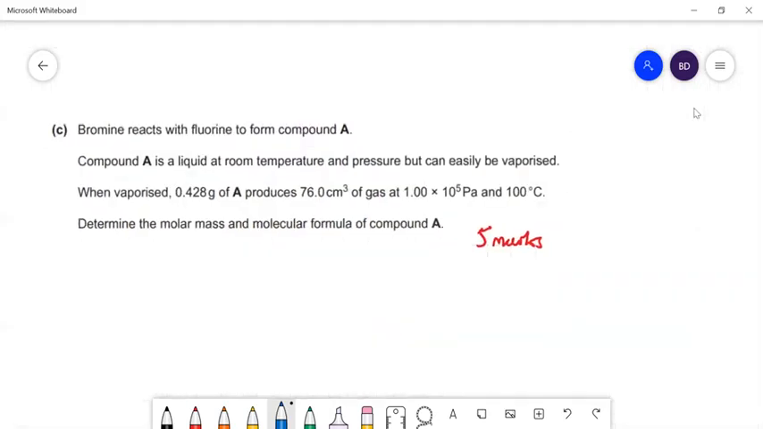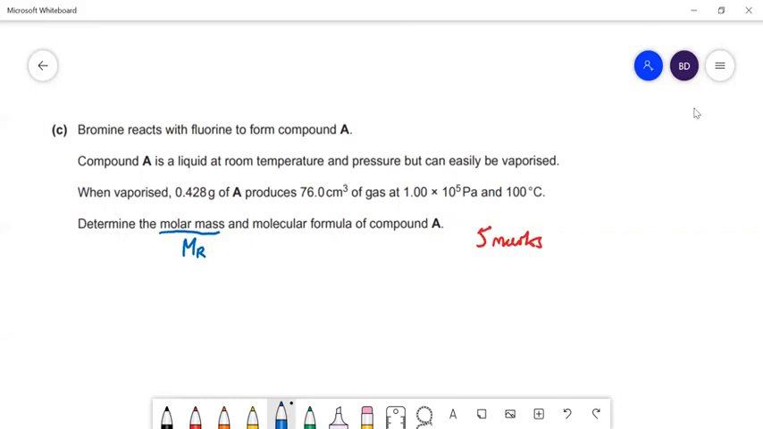Okay, bromine reacts with fluorine to form compound A. Okay, compound A is a liquid at room temperature, but you can easily vaporize it. Okay, and we're going to use the ideal gas equation to determine the molar mass of this. Okay, the molar mass, let's call that the Mr, and so the molecular formula of compound A.